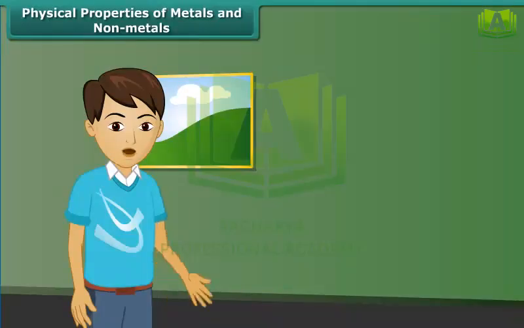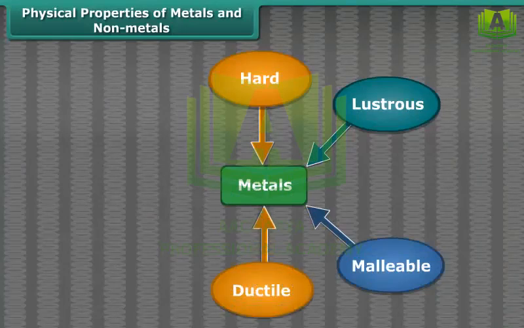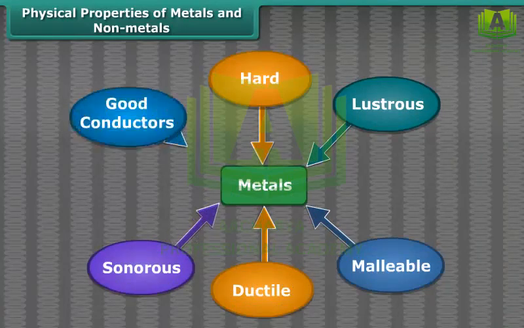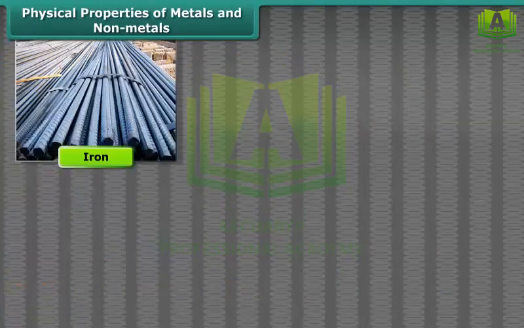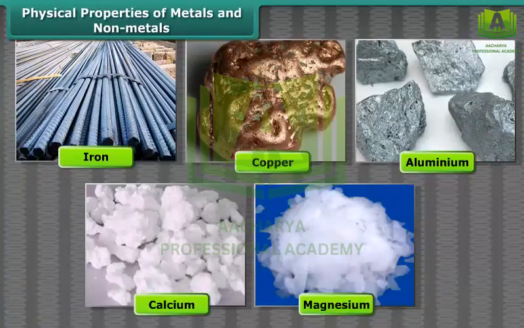So friends, by these properties we can say that metals are hard, lustrous, malleable, ductile, sonorous, and good conductors of heat and electricity. Iron, copper, aluminium, calcium, magnesium, etc. are the examples of metals.